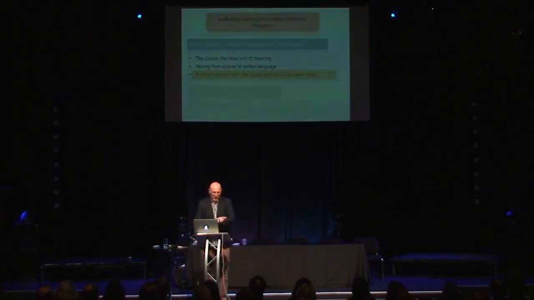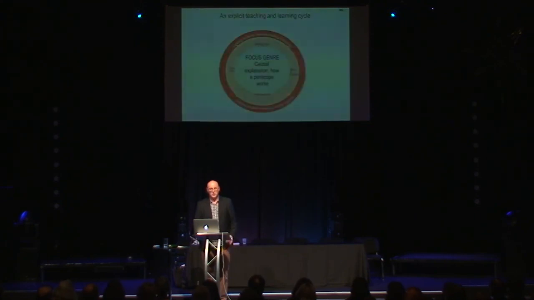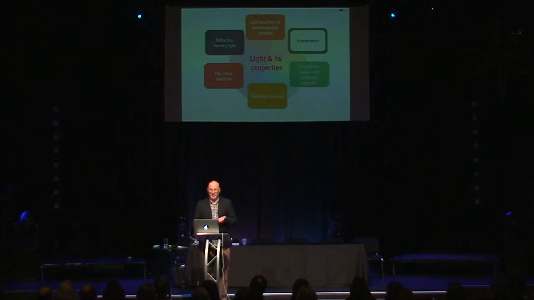The unit of work on light. Okay, I'm going to just speed through this. This is a school that's done a lot of work on language teaching. They were looking at a causal explanation on how a periscope works. They started off with all these wonderful activities around light. They were explaining how we could see things. They were looking at transparency. They were looking at exploring shadows and so on.